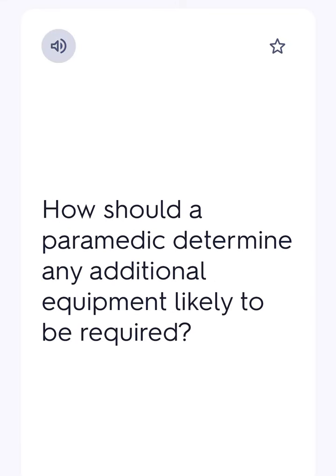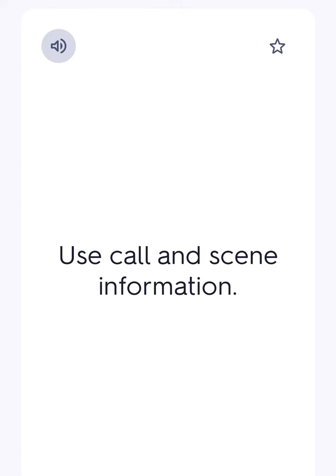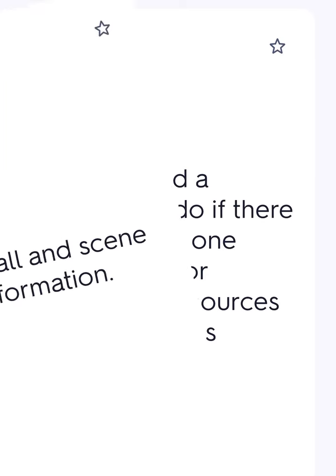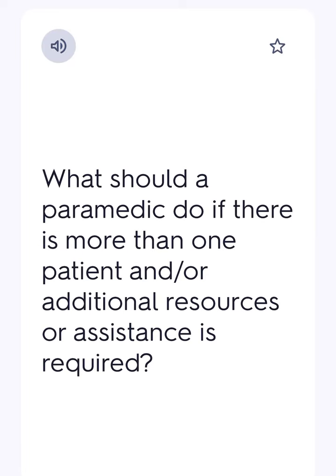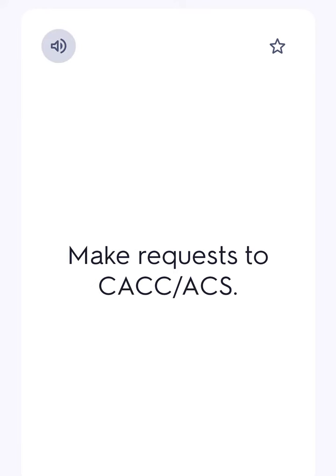How should a paramedic determine any additional equipment likely to be required? Use call and scene information. What should a paramedic do if there is more than one patient and/or additional resources or assistance is required? Make requests to CCC/ACS.